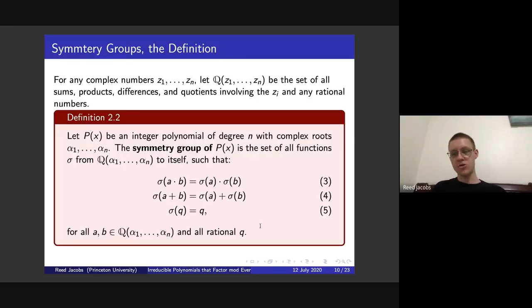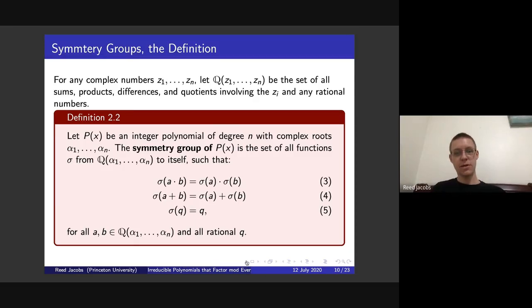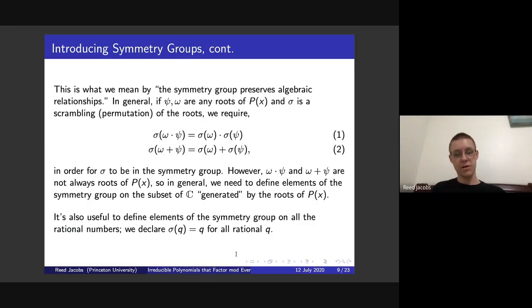Now we can give an actual definition. For any complex numbers Z1 through Zn, we'll write Q adjoined Z1 through Zn for the set of all sums, products, differences, and quotients you can get from the Zi and from the rational numbers. You can think of this as the subset that the Zi generate over Q, where Q is the rational numbers, for that fancy Q. It stands for quotient. And making this definition makes it so that these requirements on sigma actually make sense. Since we're taking all possible sums, we can ask about sigma of a sum, and similarly for the product.